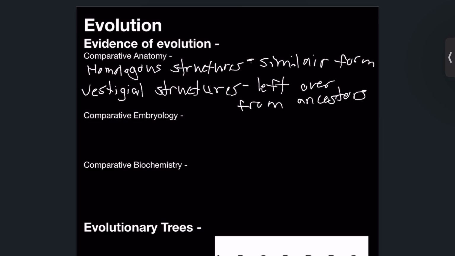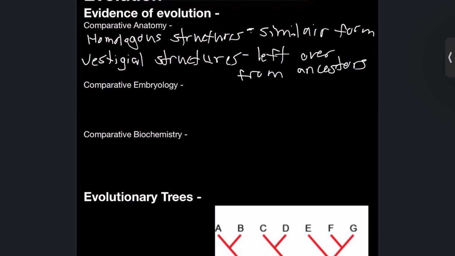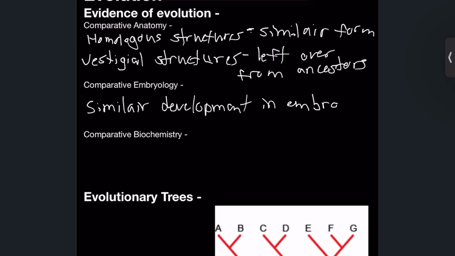The second one is comparative embryology, which is comparing the embryos of different organisms. These show similar development to show common ancestry, specifically in embryos. If you remember what an embryo is from the reproduction unit, it's the stage after the zygote is formed, before a fetus. So it's comparing the very early stages after reproduction has occurred, and that can show similar development. Often embryos between different organisms look very similar.